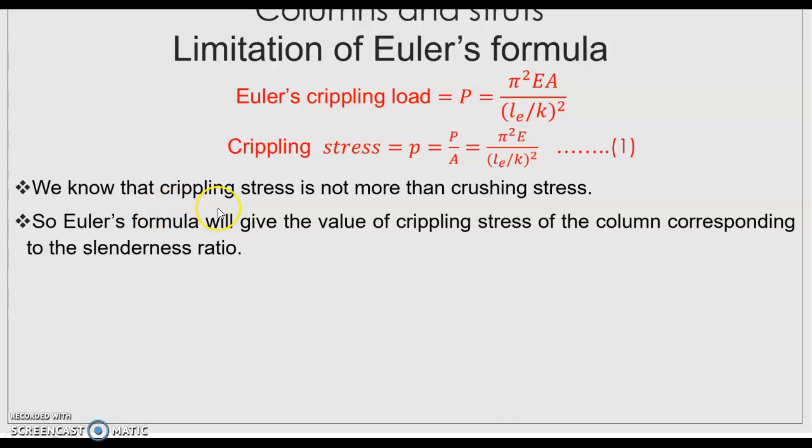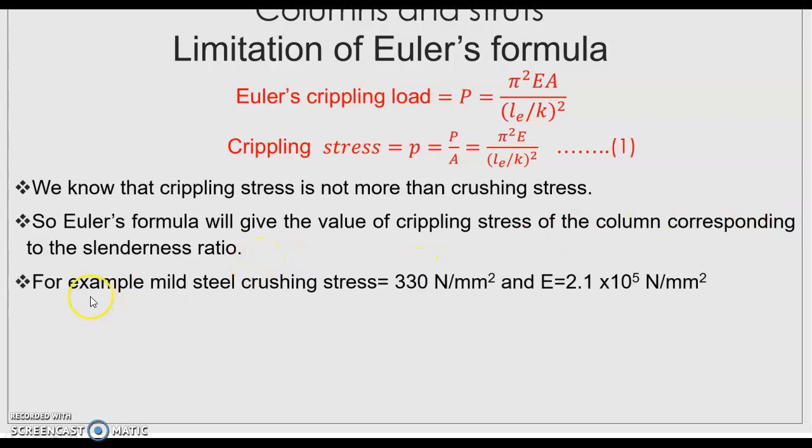So Euler's formula will give the value of crippling stress of the column corresponding to the slenderness ratio. For example, for mild steel, the crushing stress is 330 Newton per millimeter squared and E is 2.1 into 10 raised to 5 Newton per millimeter squared. Substituting these values in equation 1, 330 is equal to pi squared into 2.1 into 10 raised to 5 divided by LE by K the whole squared. Solving, we get LE by K is equal to 79.27, say about 80.